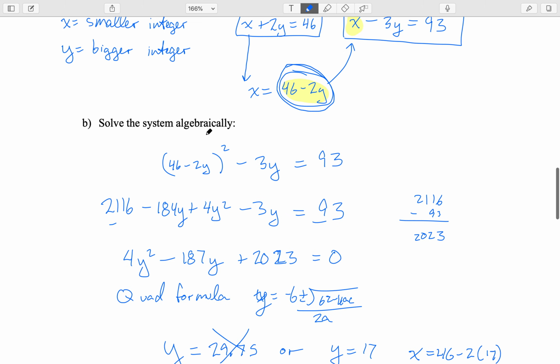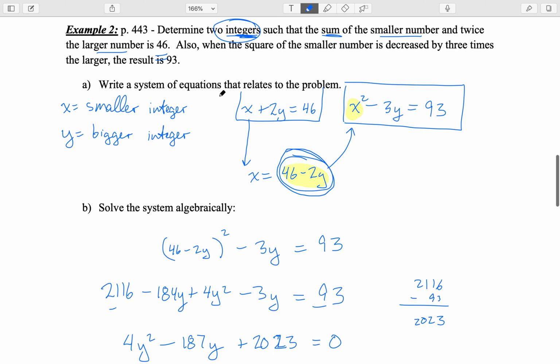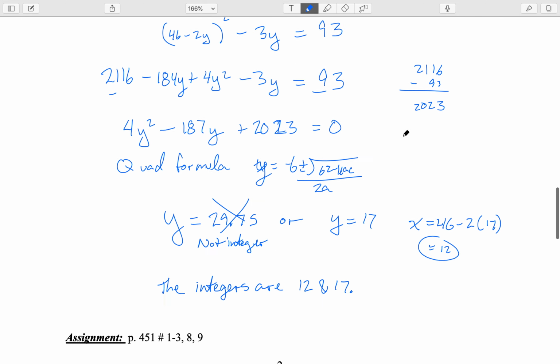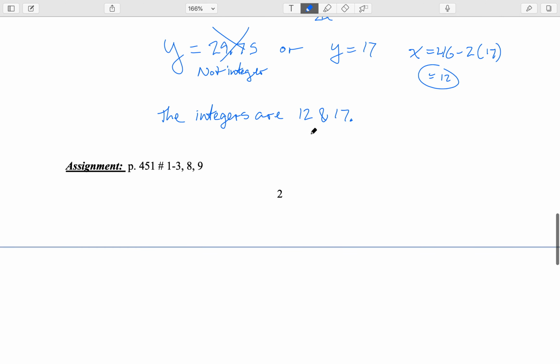Now, it didn't say check it, but you know what? I'm going to quickly check it. Let's go to the equation. If you do the sum of the smaller one, which is 12, and twice the bigger one, plus 34, that does add up to 46. Yes. And let's do this one. The smaller one squared, which is 144, minus 3 times 17, which is 51. This minus this does equal 93. It does. Now, I didn't actually show the check, but it's not that hard to plug them in and check it.